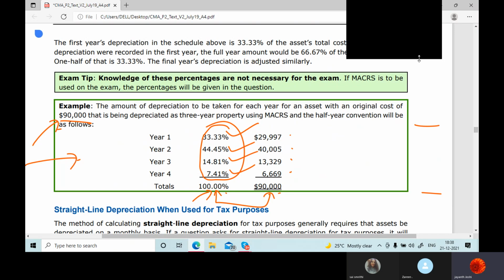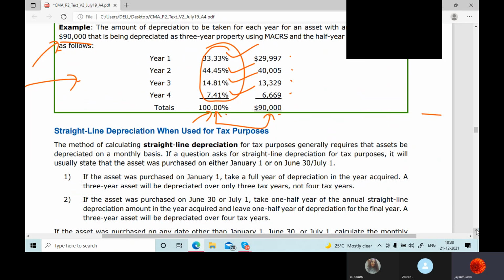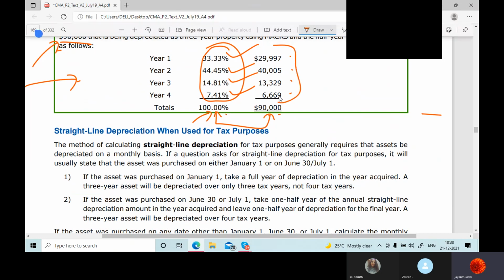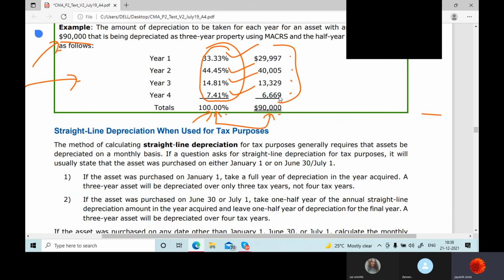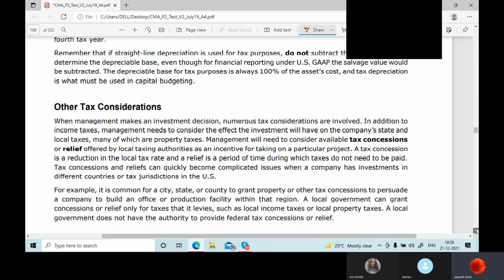Okay, let's move forward. Now these depreciation amounts that you are seeing, you can use for your tax shield. How? We will see here.